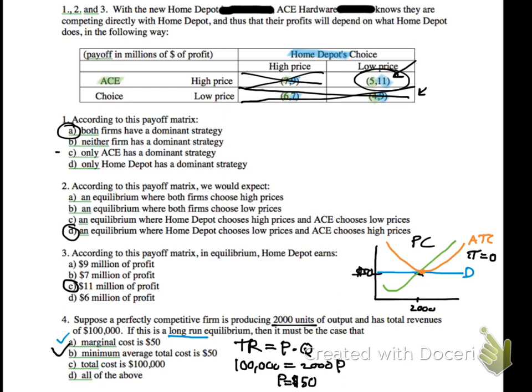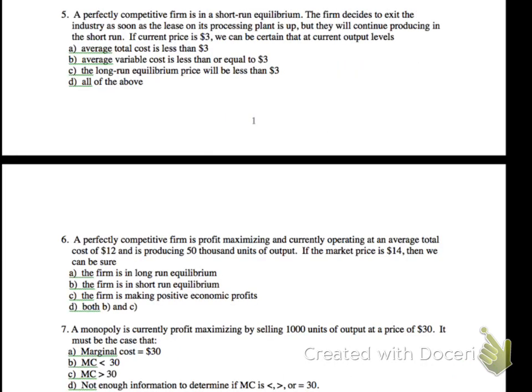Well, if profit equals total revenue minus total cost, and we know our total revenue is 100,000, and we know profits are zero, that means it must be true that total cost is 100,000. So the answer is all of the above. And there you go. So I hope that helped with that question. Let's move on to the next one.